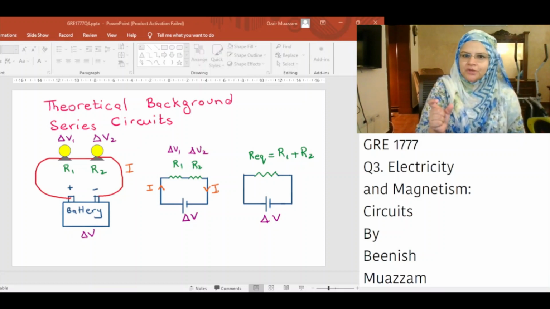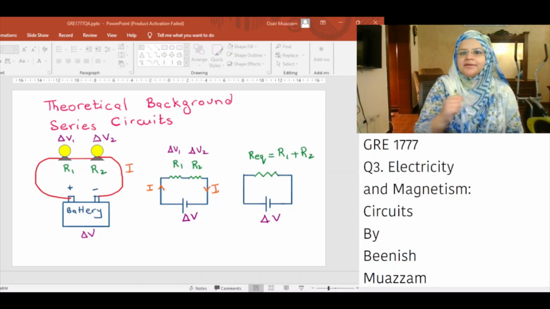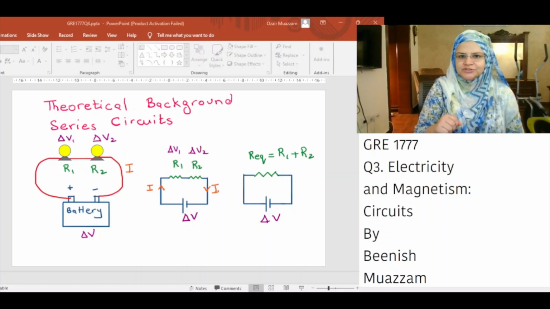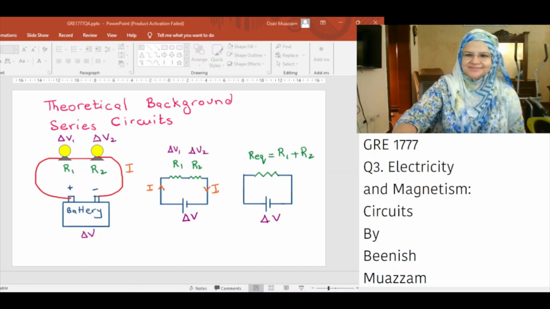The voltage drop across resistor R1 is delta V1. The voltage drop across resistor R2 is delta V2. The greater the resistance, the greater the voltage drop. Total voltage drop is equal to delta V1 plus delta V2, and the equivalent resistance is R1 plus R2.